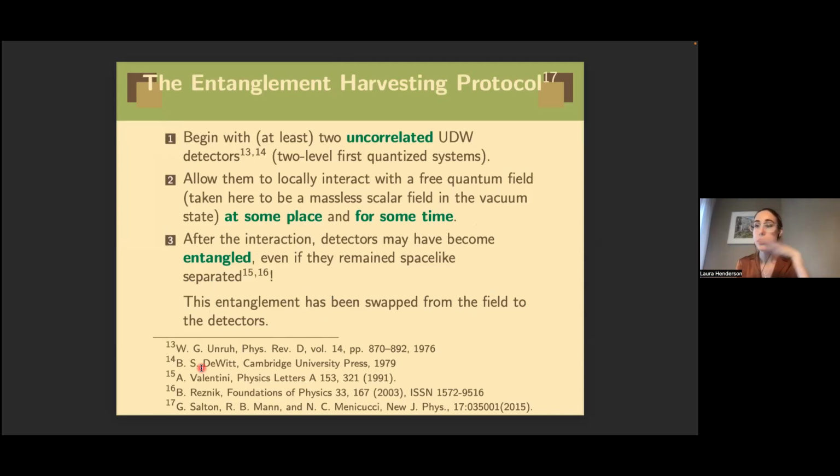Just to briefly talk about what the entanglement harvesting protocol is, in words: you have at least 2 uncorrelated UDW detectors, and you allow them to locally interact with a free quantum field, usually the massless scalar field in some quantum state, at some place for some time. After the interaction, the detectors may become entangled, and that's true even if they're spacelike separated for the entire interaction. The entanglement was swapped from the field to the detectors.